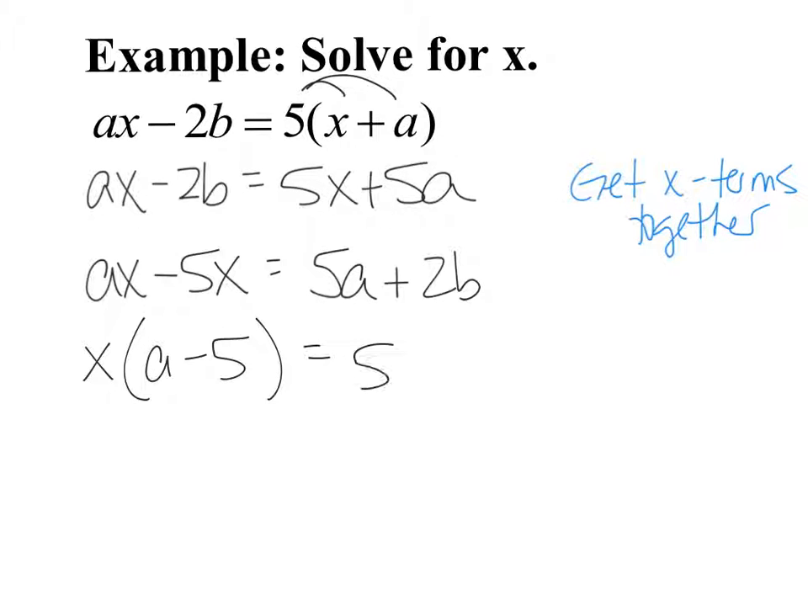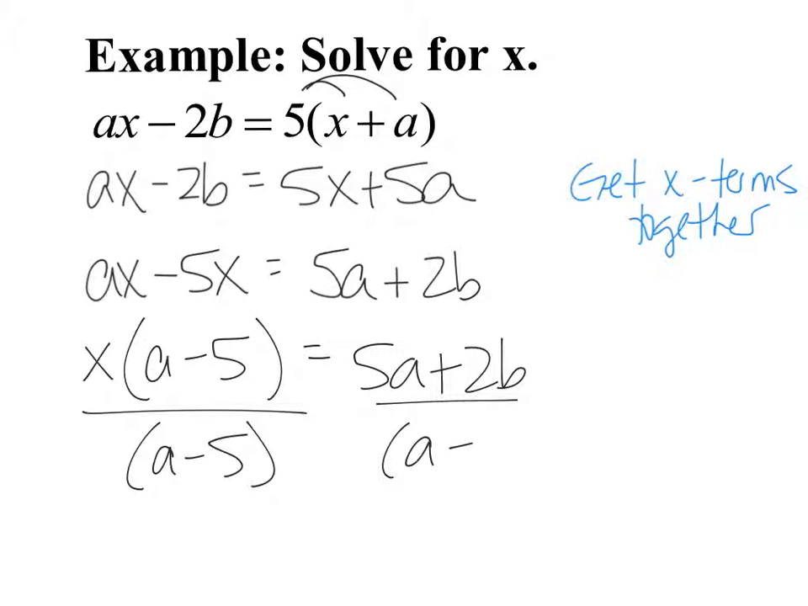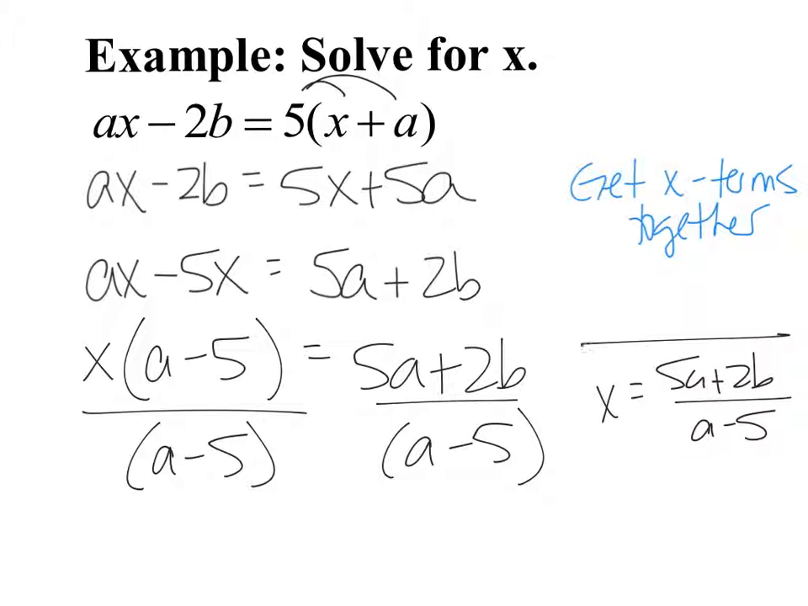So now I still just have 5a plus 2b over here. And now you know that all I have to do in order to get x by itself is divide by that factor of a minus 5. So I have x equals 5a plus 2b over a minus 5. Done. So it's kind of an algebraic trick. That's supposed to be an a, by the way. It doesn't really look like it. Okay.